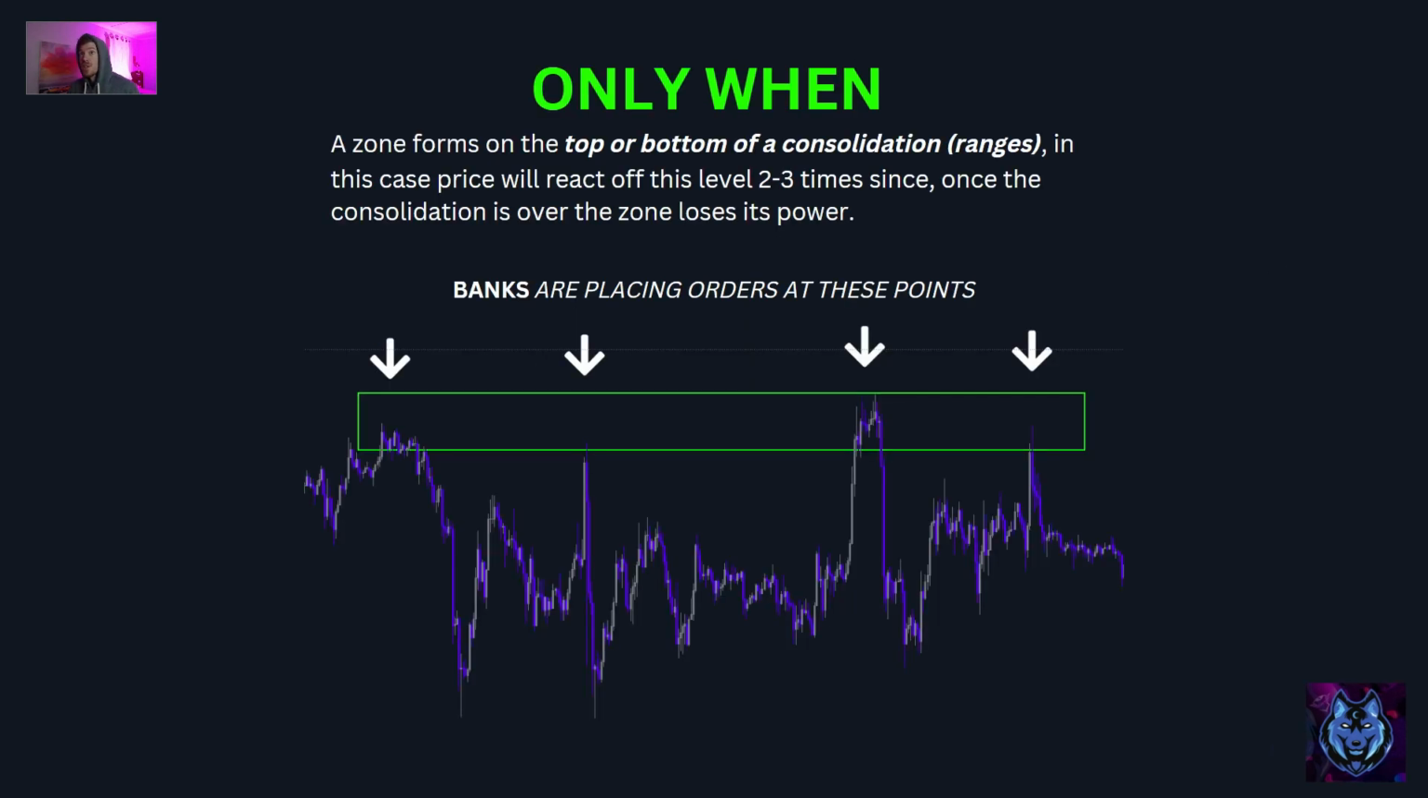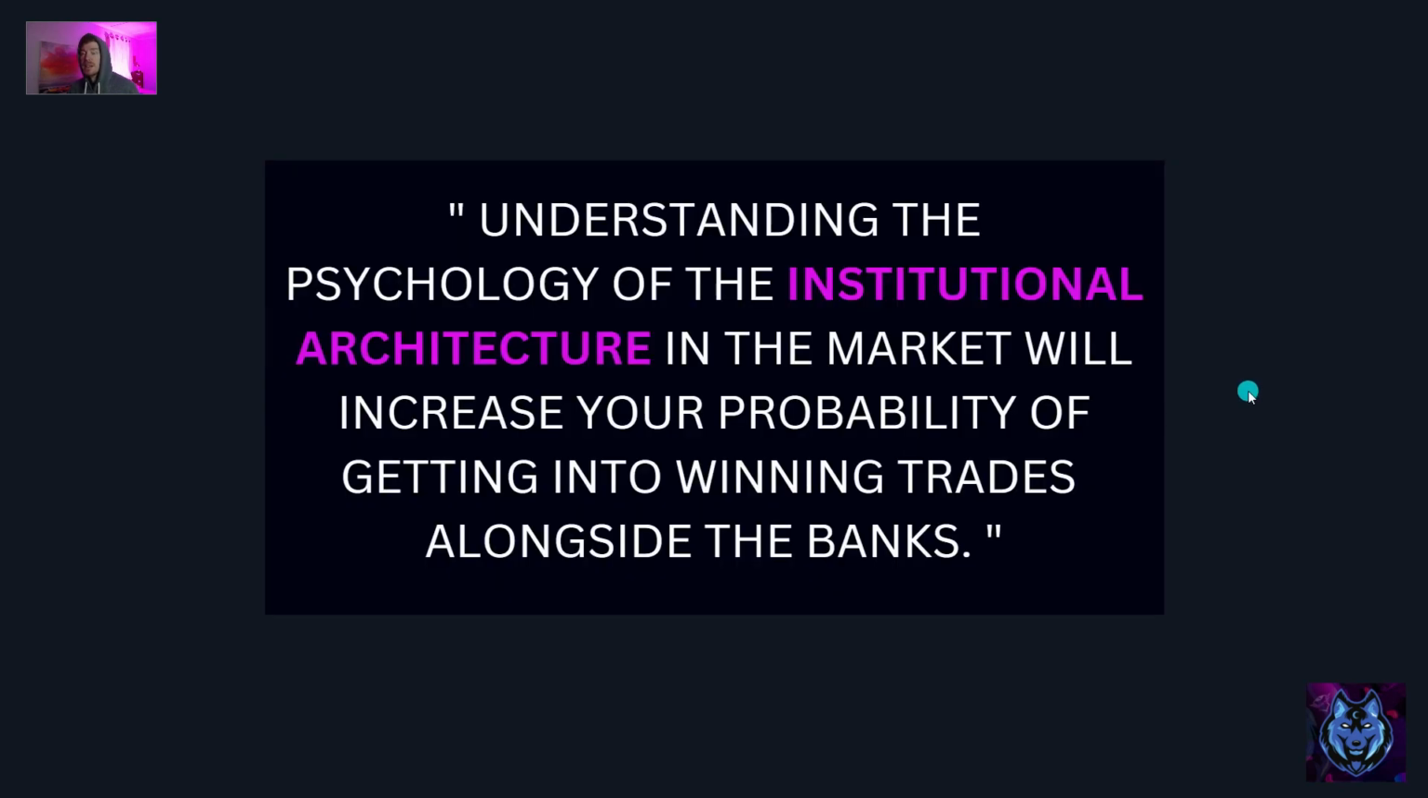The exception is when a zone forms on the top or bottom of a consolidation or range. In this case, price will react off this level 2 to 3 times. Once the consolidation is over, the zone loses its power. So for instance, wherever we've got these bases or consolidation zones happening in the market, and you can see this price tapping into the zone, down, tapping into the zone, down, this is how the banks are splitting up their orders. Understanding the psychology of the institutional architecture in the market will increase your probability of getting into winning trades alongside the banks.